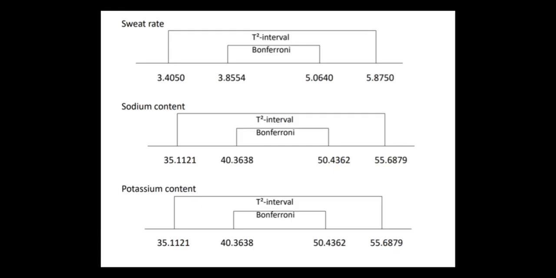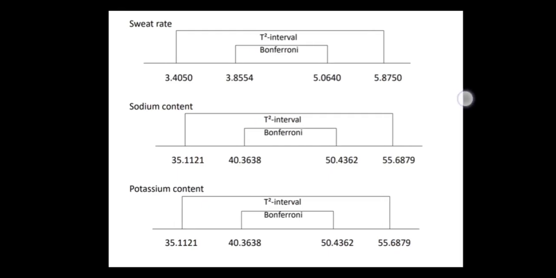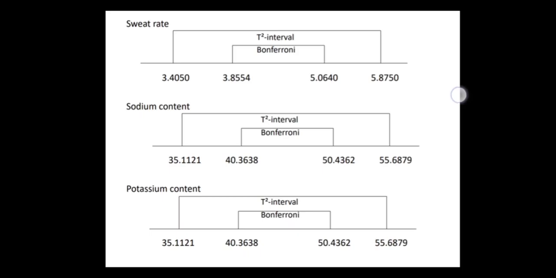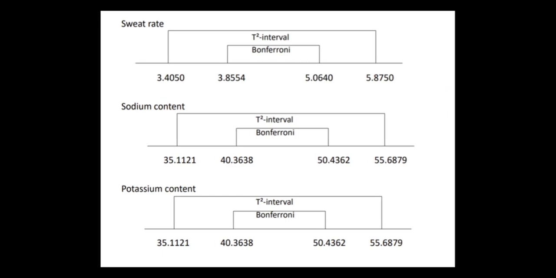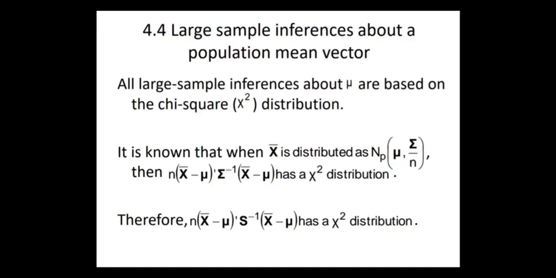And then from here we can see that Bonferroni interval provides more precise estimates than the T-square interval, because it has the shorter, or more precise, interval than the T-square interval. Okay, how about when we are dealing with the larger sample size?